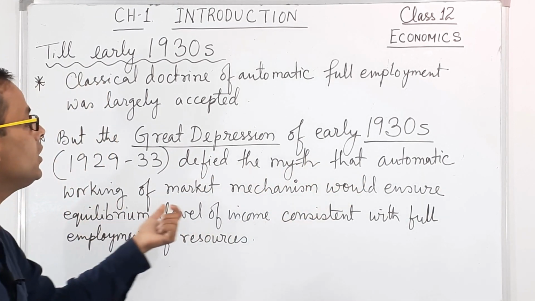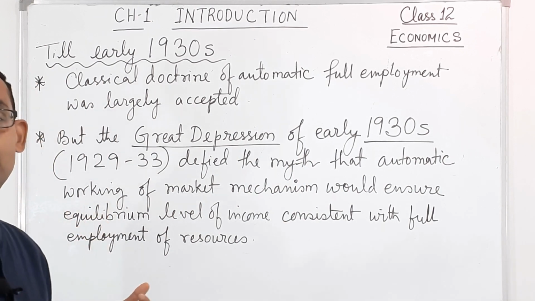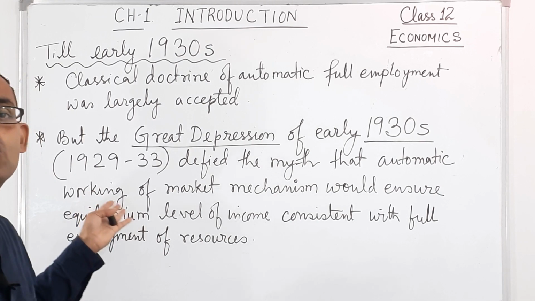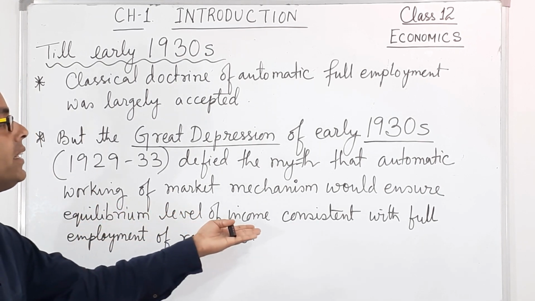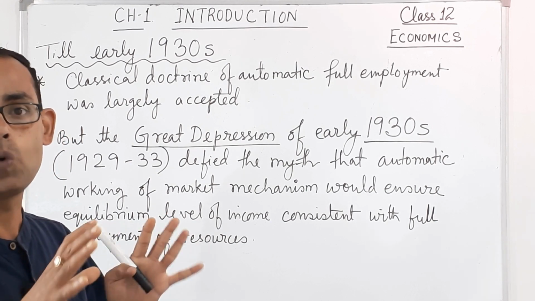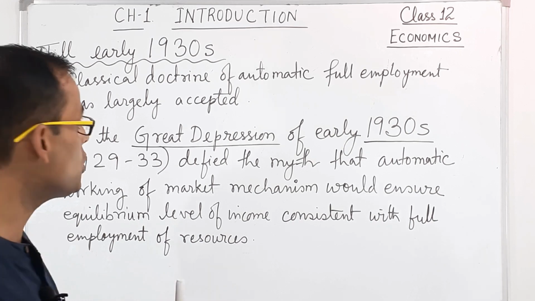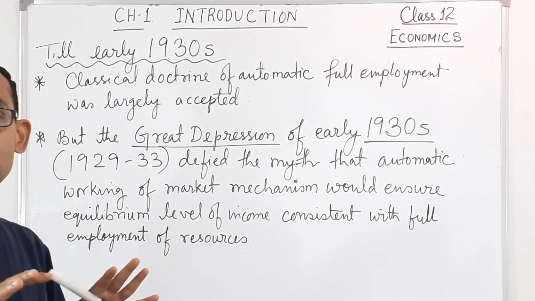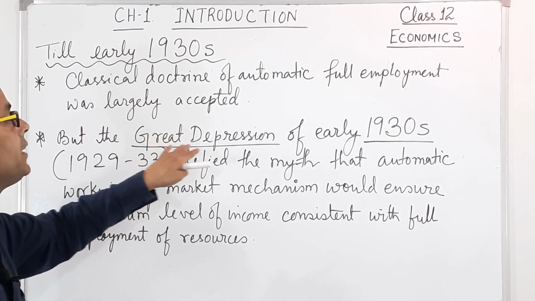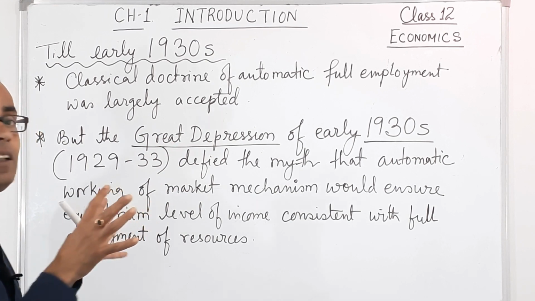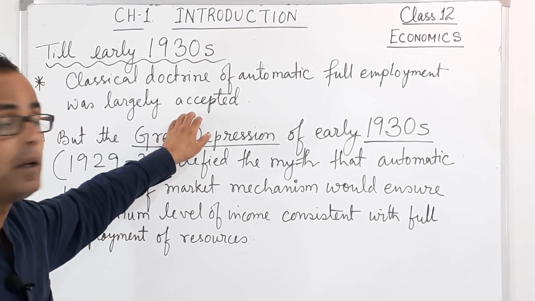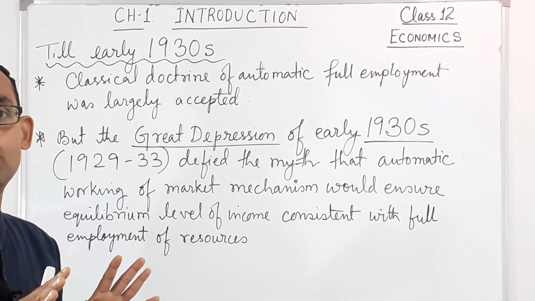It defied the myth that the automatic working of market mechanism would ensure equilibrium level of income consistent with full employment of resources. Because I told you the market forces work independently to restore the equilibrium, by considering the full employment of resources. That one could not be proven when the Great Depression came. That means the classical thought was rejected. Before it was accepted, but once the Great Depression came, it was not accepted by the people.